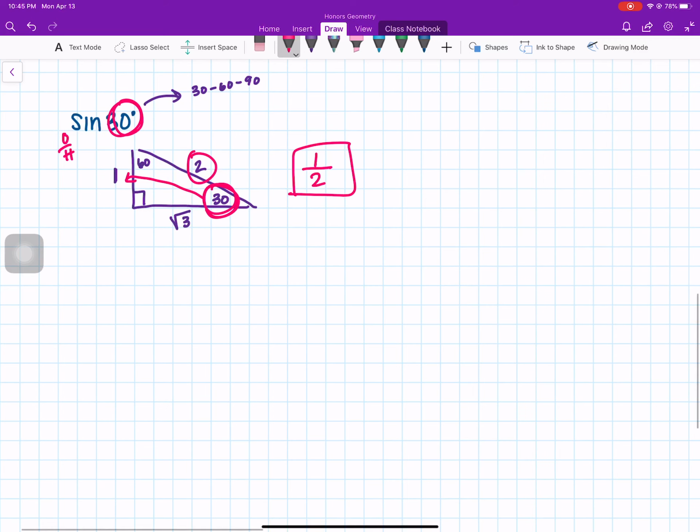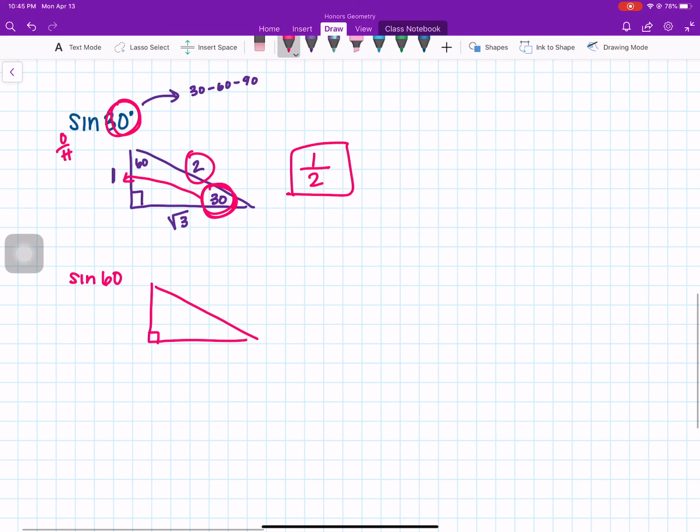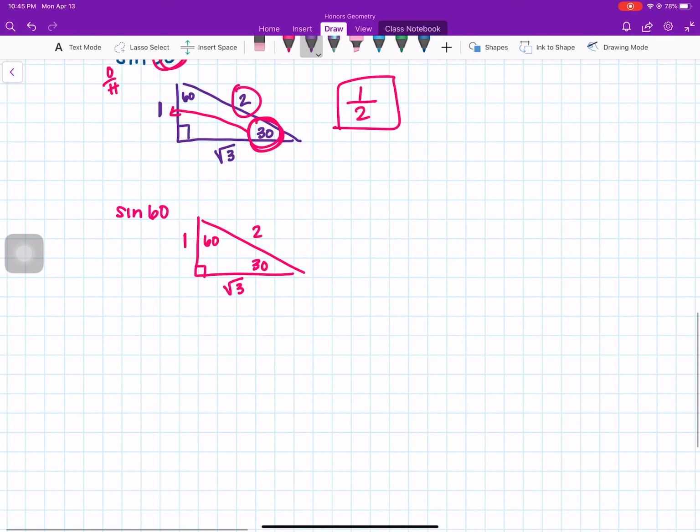Let's go again. How about the sine of 60? Same triangle, but I'll go ahead and draw it again. So it's still a 30, 60, 90 triangle. 30, 60, short side is 1, the long side is root 3, and the hypotenuse is 2. So this time, the sine of 60, looking at angle 60, still doing opposite over hypotenuse. Opposite side of 60 is root 3, and the hypotenuse is 2. So it's just root 3 over 2.